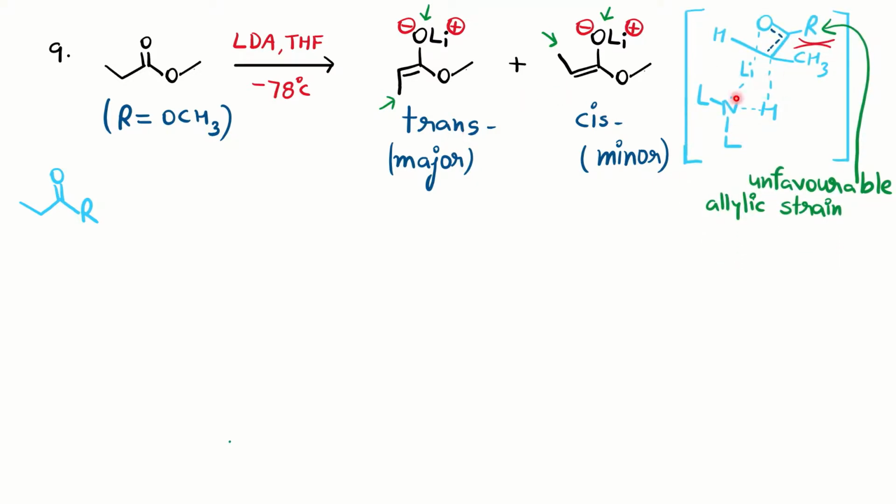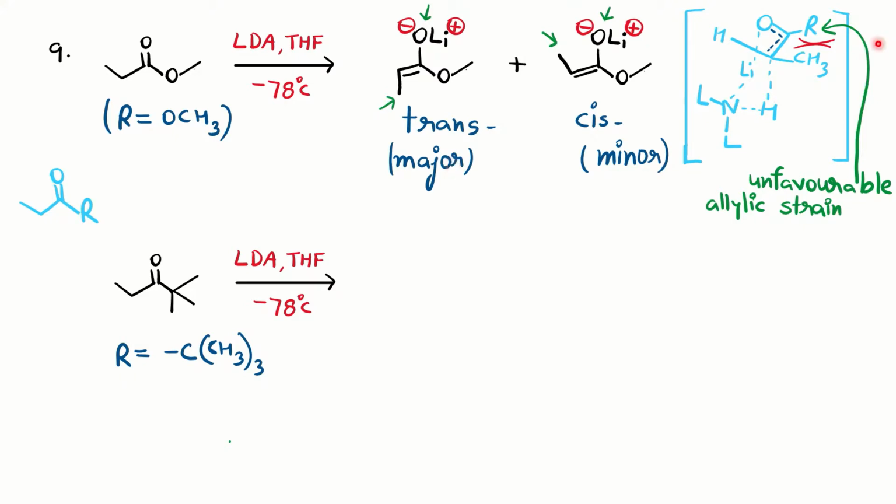It is assumed that in the transition state it forms a six-membered transition state to form the enolate, and you can notice this R, which is OCH3, and this CH3, they are on the same side. Some kind of allylic strain is there. You can notice here this allylic strain between these, but it is not as much. So therefore it is going to form the trans isomer here.